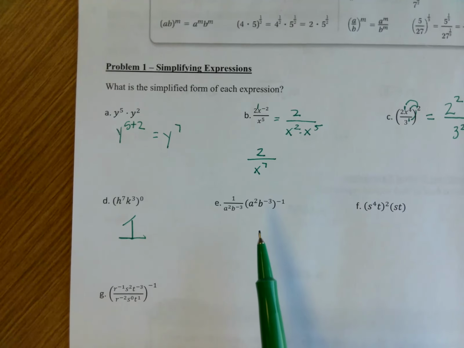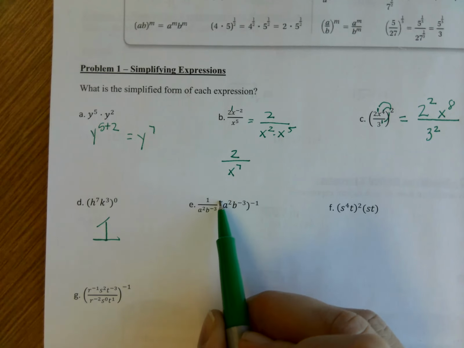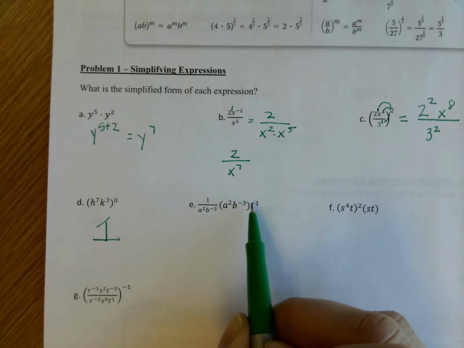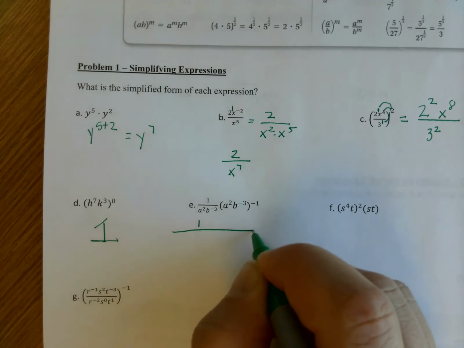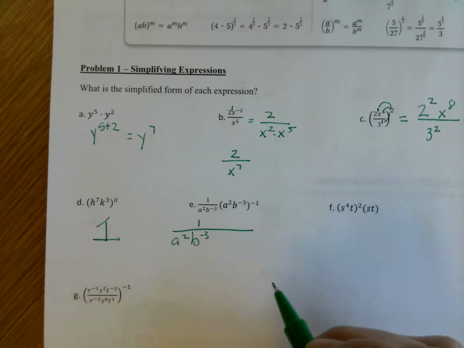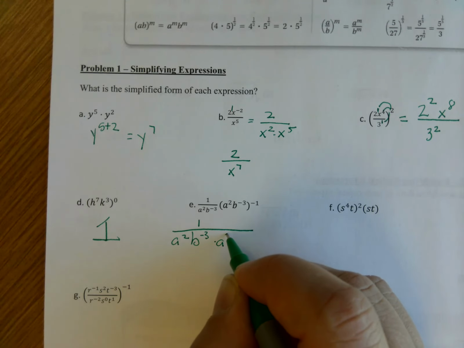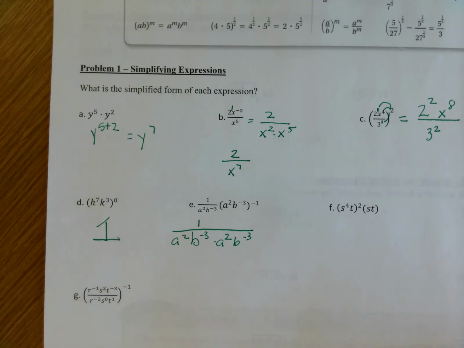This one looks intense. First, this whole thing's raised to the negative 1. Since this whole thing is raised to the negative 1, I'm going to move that all on bottom. So now this a squared b to the negative 3, that's already down there. I'm going to move over this whole a squared b to the negative 3. Oh, it's actually the same. So that was just this part, moving it down.